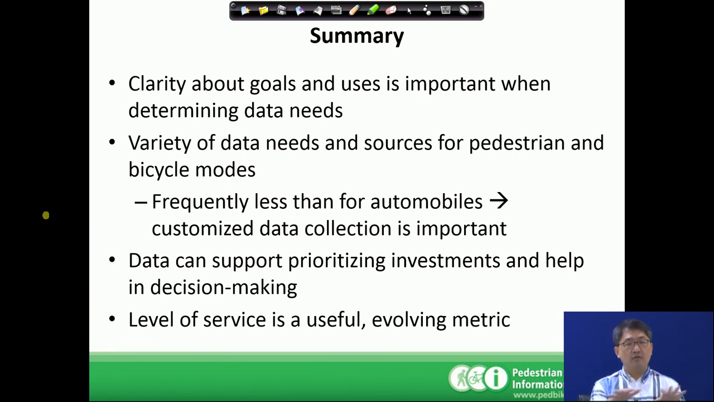One way to do that is overlaying the maps, and then you selectively collect the data, not for the entire counties or states. And a lot of the data sources are there, but they change. So sometimes, less than for automobiles, you have to compromise. How much data do I need to get? You cannot ask for pedestrian data for the entire roadway segment. And then data can support making priorities. You've got to have decision making that is not just based on speculation. It's important to be data driven.